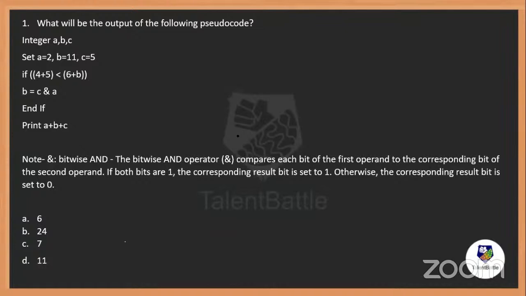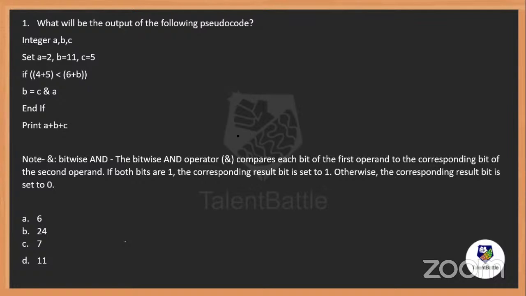What will be the output of the following pseudocode? As per the pseudocode, they have mentioned integer a, b, c, means there will be three variables of integer type, and they have provided the value of the same. Set a is equals to 2, b is equals to 11, and c is equals to 5. Then if condition is given to us. Now the sequence, if you observe, there is no indentation kind of thing. So you have to consider that if the condition is true, next statement we have to execute. Then end if, and at the end we have to print the values of a plus b plus c. That will be our final answer.